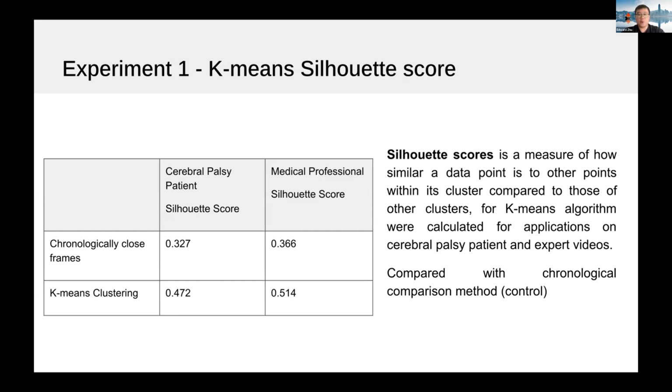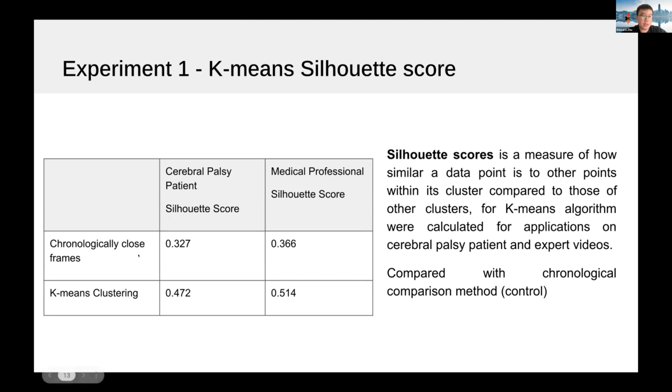So what we did in this experiment is that we used two different videos. One of them is a video of a cerebral palsy patient walking for 7.6 seconds, and another is of a medical professional showing the proper form, walking for 6.9 seconds. And then we used the k-means process described earlier, and we calculated the silhouette score. And we found that generally speaking, for k-means clustering, there was about a 0.5 silhouette score. And since the silhouette score is calculated from a range of -1 to 1, where 1 is the best, 0.5 is generally considered to be quite accurate.